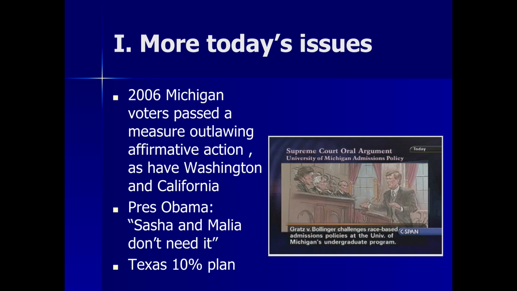University of Texas came up with a 10% plan, saying the top 10% of every graduating class would be automatically admitted to the University of Texas. And so that would account for disadvantages faced not only by minorities in urban school districts, but also by rural white kids out in the country somewhere. So it makes it more of an economic issue rather than a racial one.